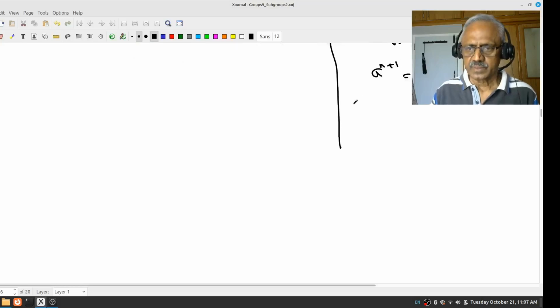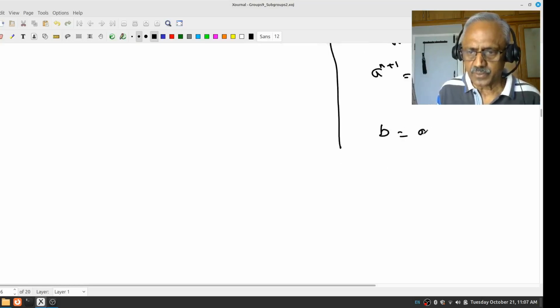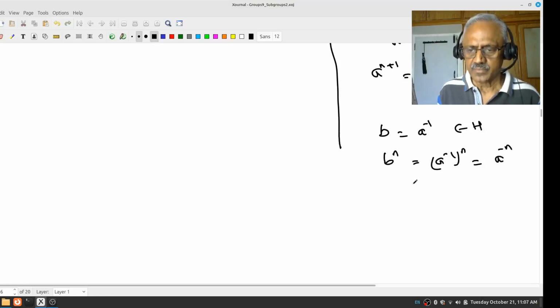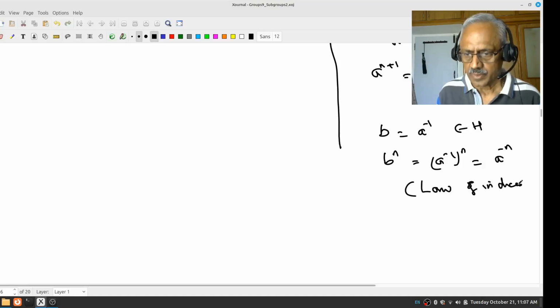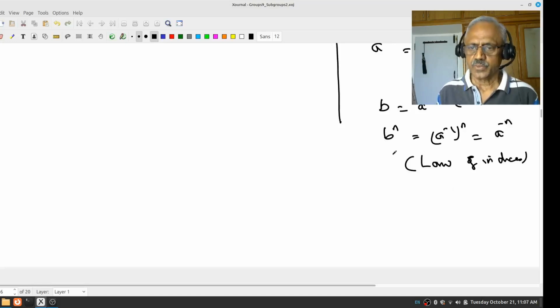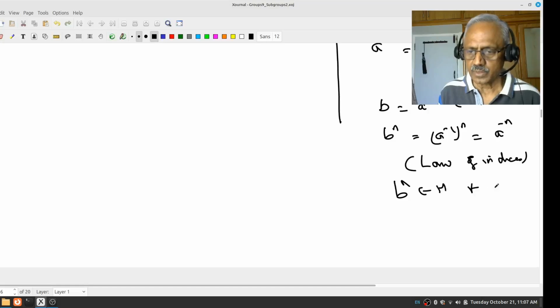The same way when n is negative. Look at B equal to A to the power minus 1, that belongs to H. And what is B power n? We remember this is A to the power minus n. We had already proved the law of indices. There we proved it. Therefore, by the same argument, B power n belongs to H for all natural numbers n. That is, A to the power minus n belongs to H for all n.